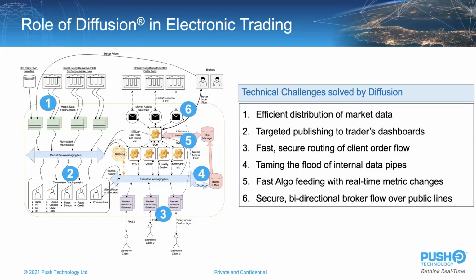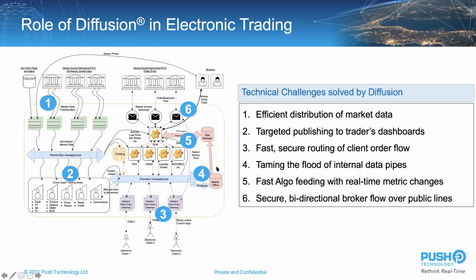So there is the problem of getting the right data to each of the individual traders' desktops. Then we have the problem of receiving our client order flow. So how can we do this in a secure fashion? Historically, maybe we needed lease lines and so forth, but that doesn't necessarily scale. So how can we do this securely and efficiently over even public lines like the internet, for example?